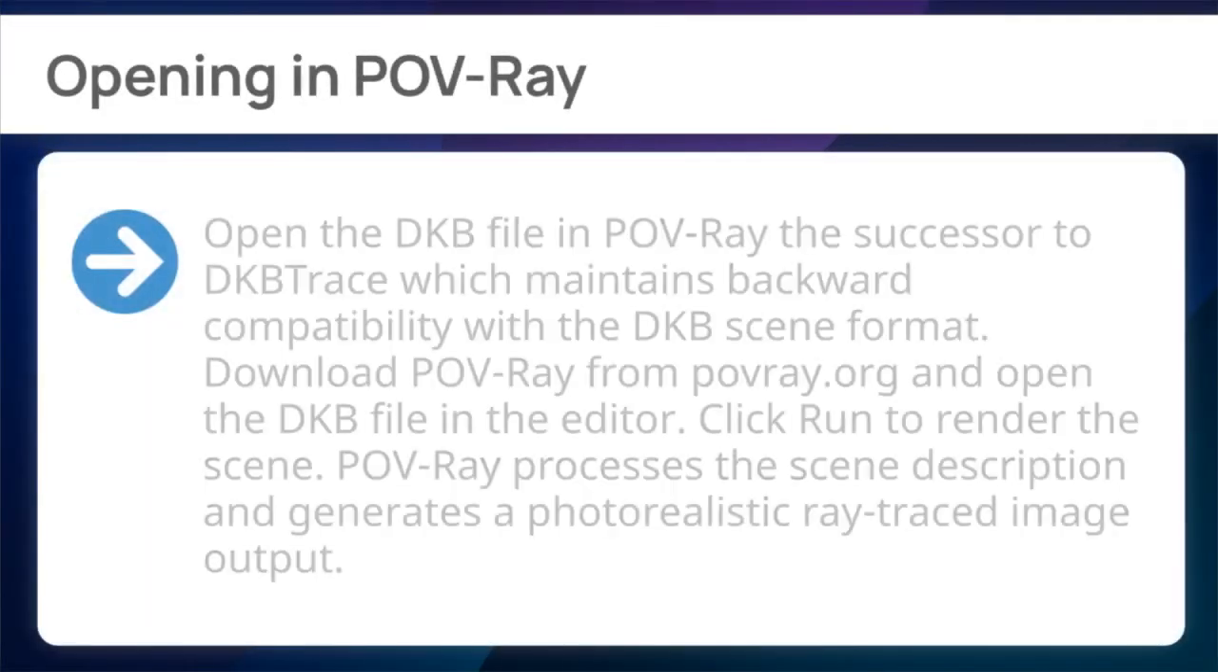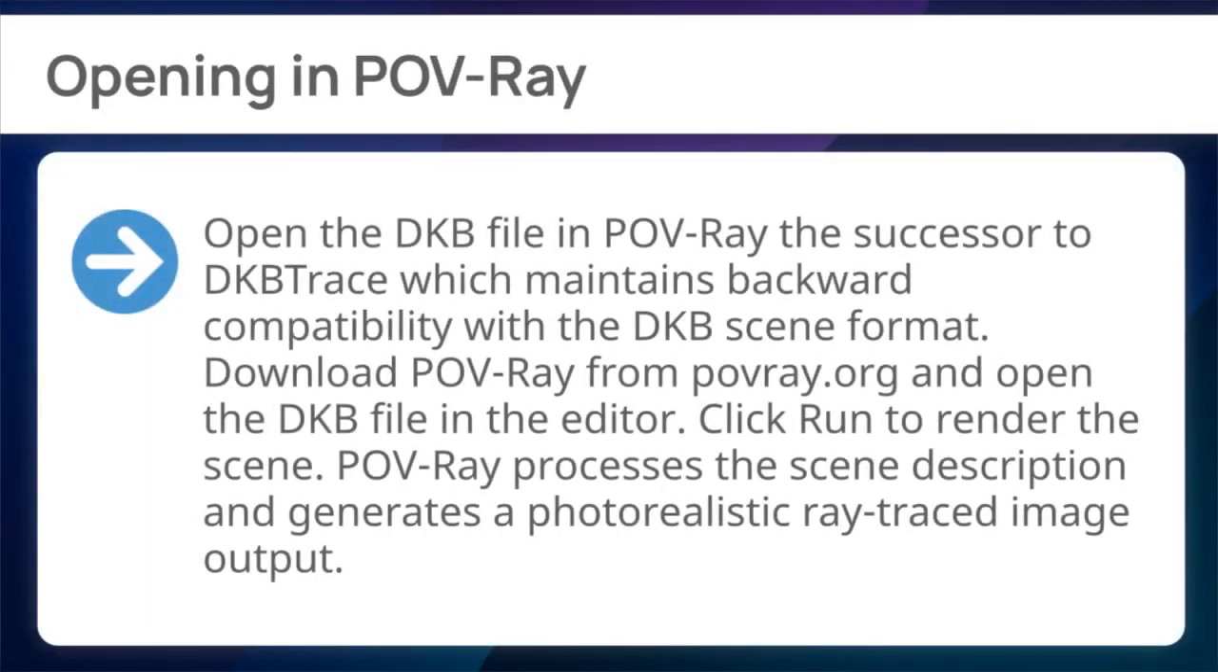First, opening in POV-Ray. Open the DKB file in POV-Ray, the successor to DKBTrace, which maintains backward compatibility with the DKB scene format. Download POV-Ray from POV-Ray.org and open the DKB file in the editor. Click Run to render the scene. POV-Ray processes the scene description and generates a photorealistic ray-traced image output.